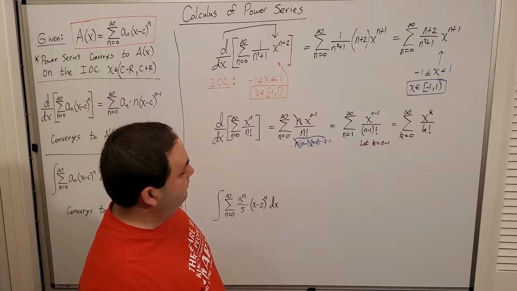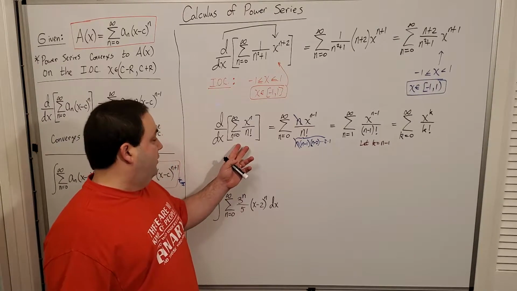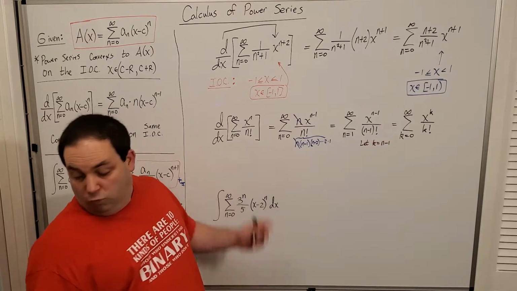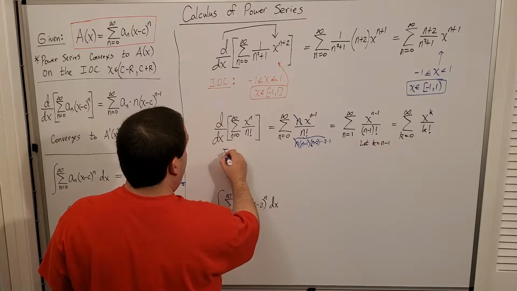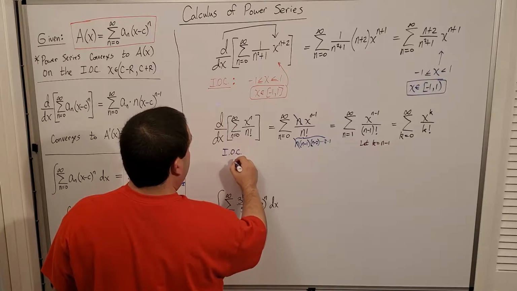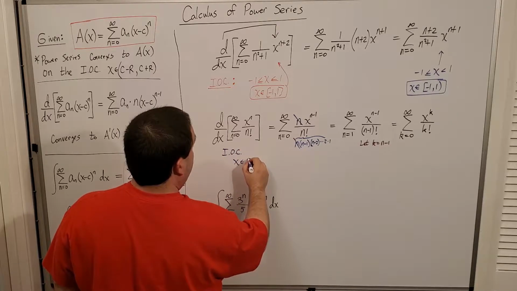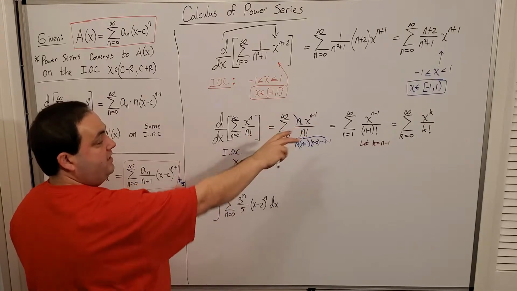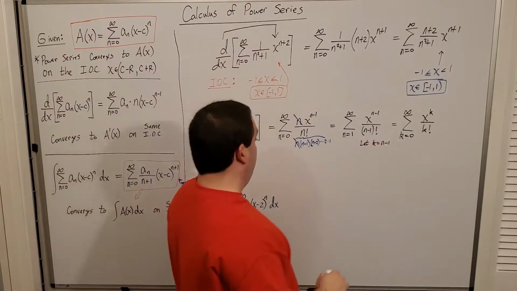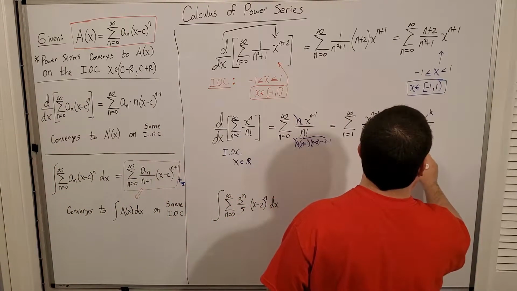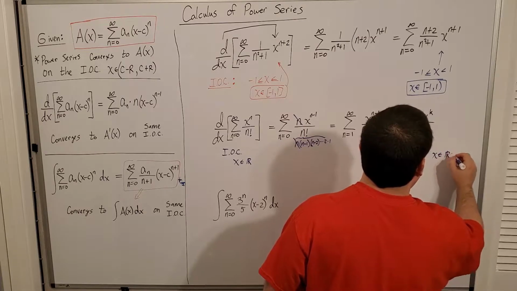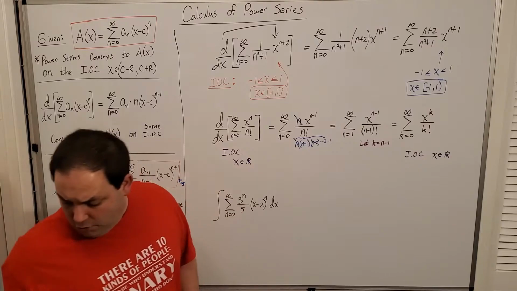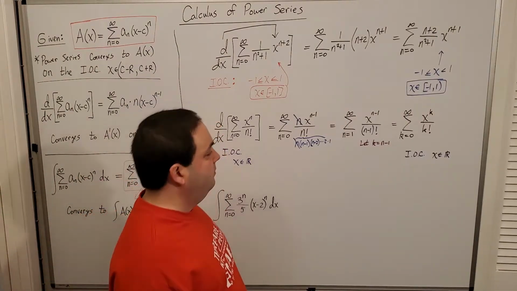Now the interval of convergence of this one was all real numbers. The IOC on this one was the entire number line. So of course that means the derivative one here also has the interval of convergence where x is all real numbers. No need to test the endpoints, they are infinite.